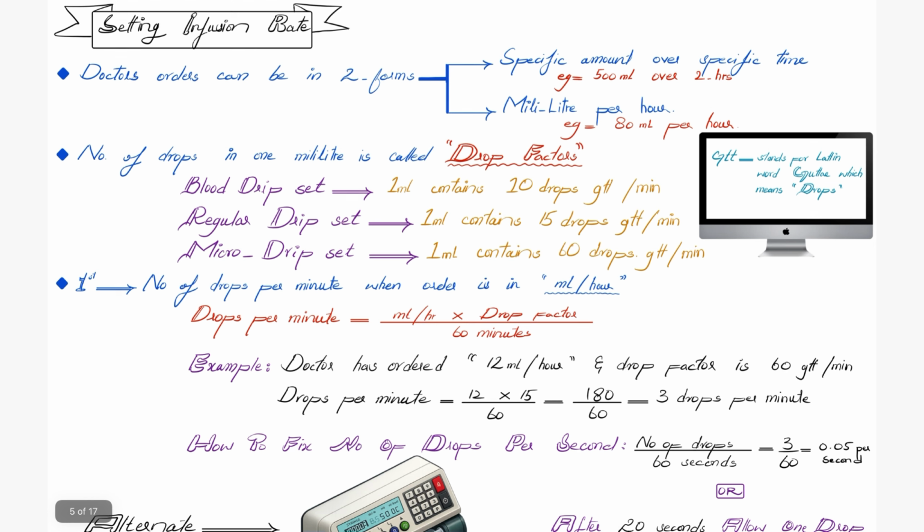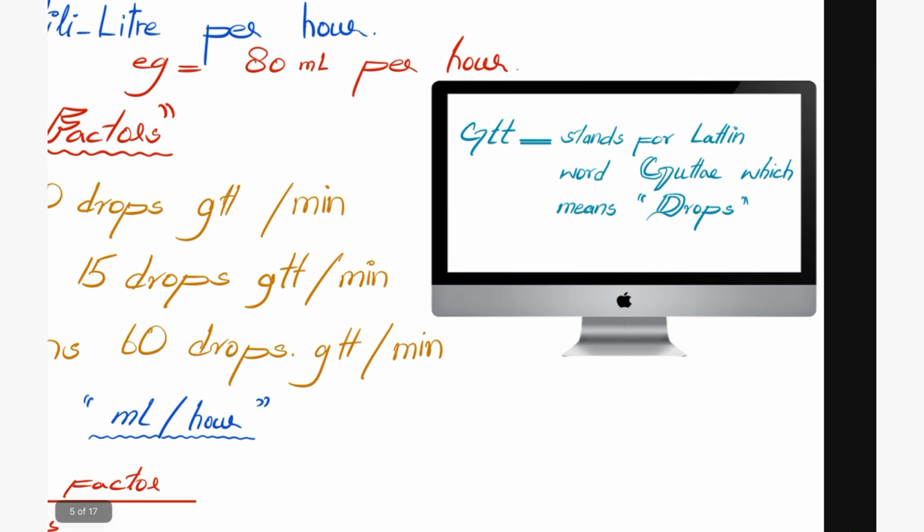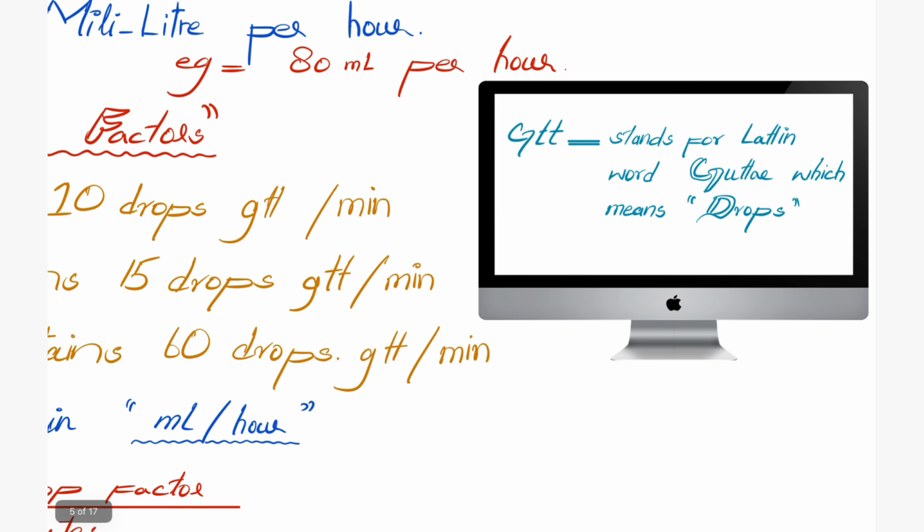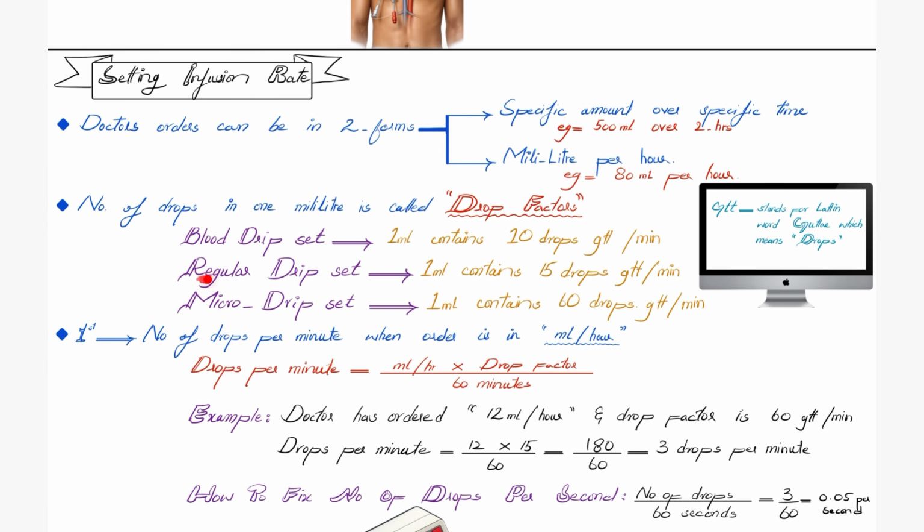Now, before this, you should know about the number of drops in 1 milliliter, and this number of drops in 1 milliliter is called the drop factor. In a blood drip set, 1 milliliter contains 10 drops, so its drop factor is 10 gtt per minute. GTT stands for the Latin word guttae, which means drop. In a regular drip set, 1 milliliter contains 15 drops. So the drop factor of a regular drip set is 15 gtt per minute.